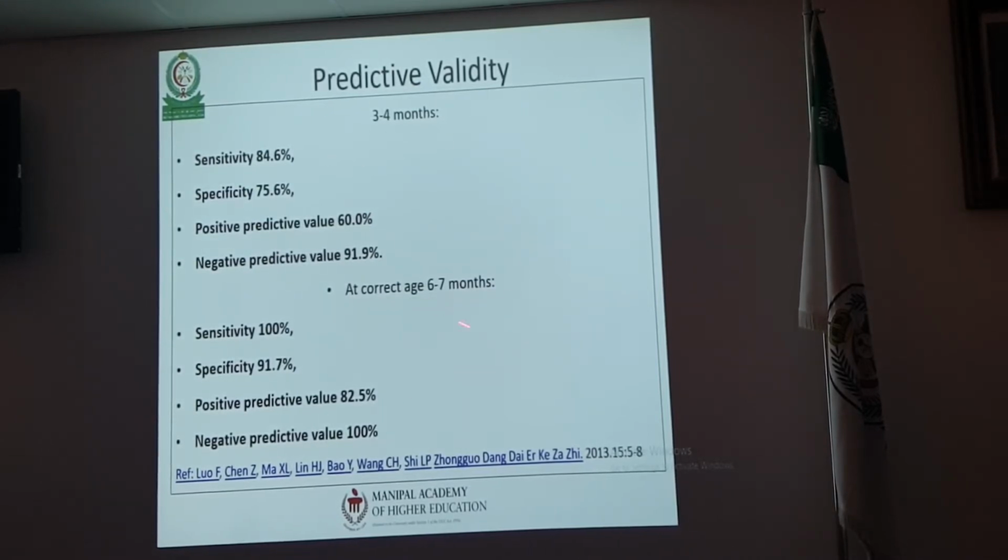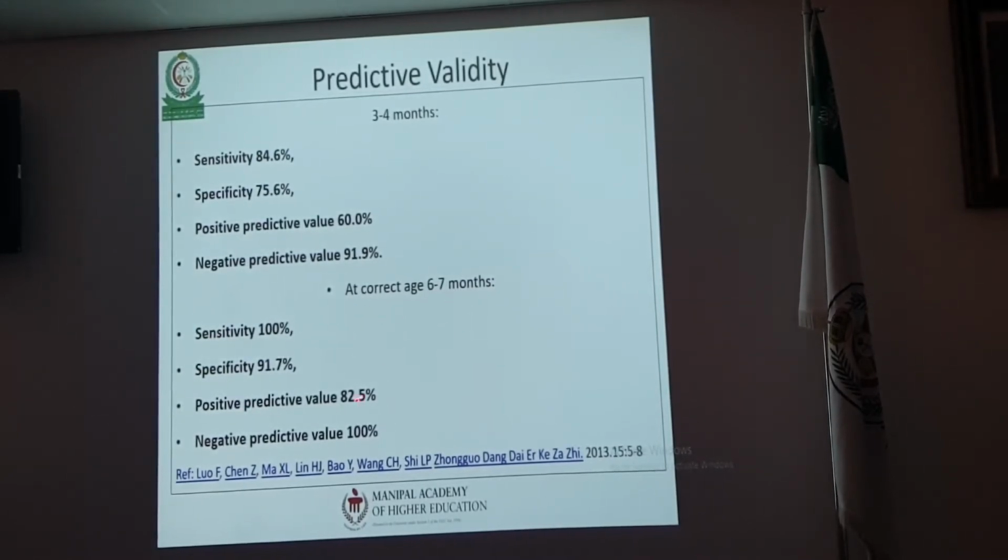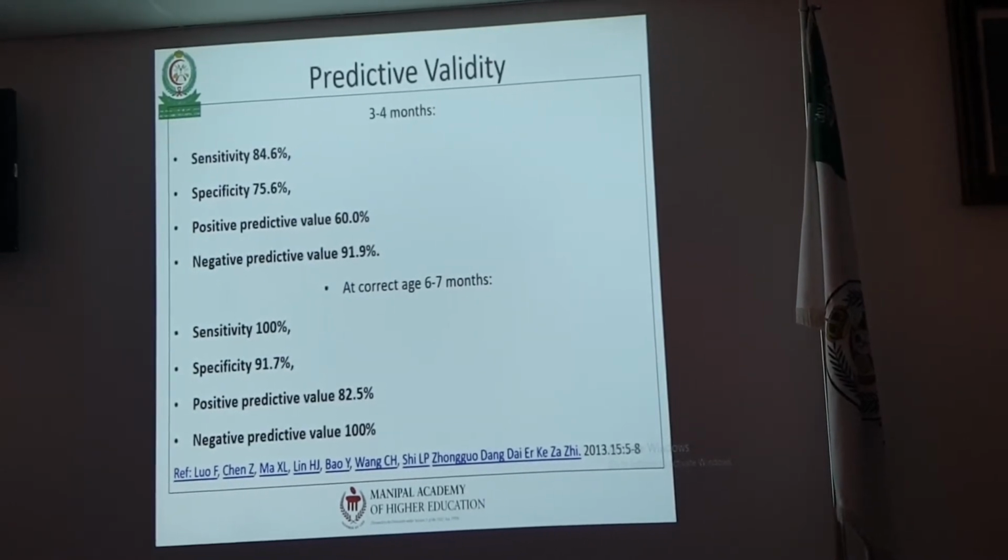But when you look at the 6 to 7 months, all these percentages increase. That means after 6 months the sensitivity, specificity and positive predictive value all increase. That means as the baby gets higher with the age, the information coming from the scale will be much more reliable. Okay? Is that clear, all of you?